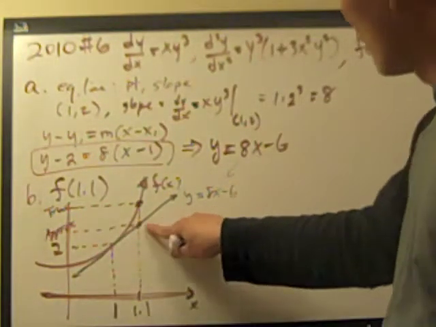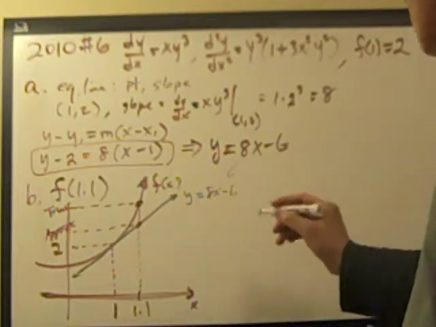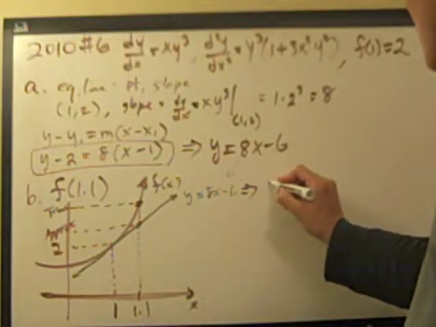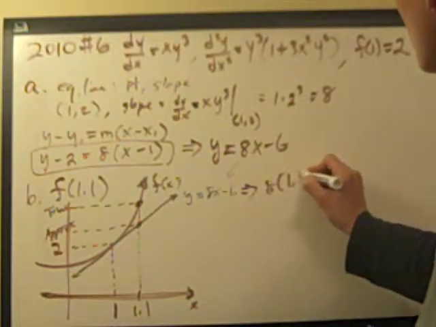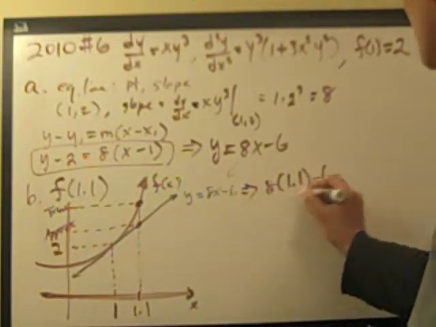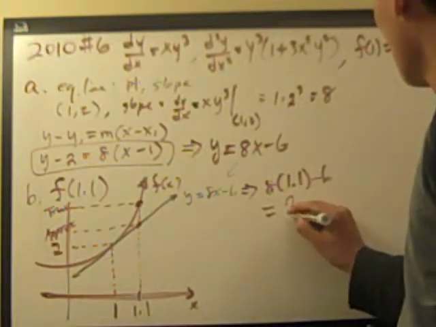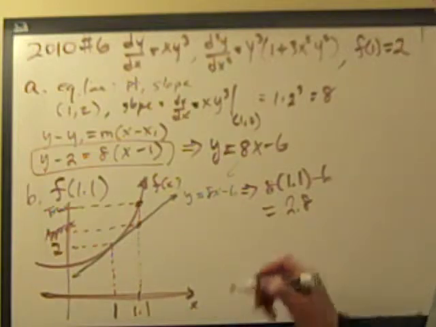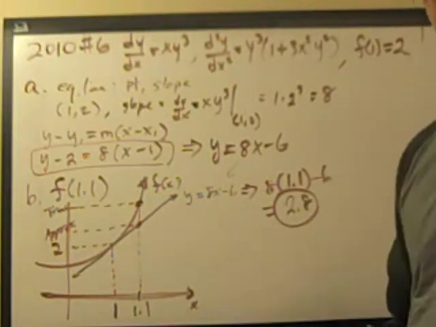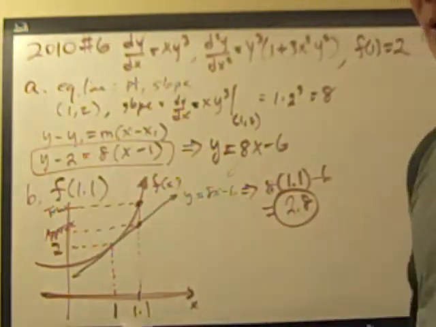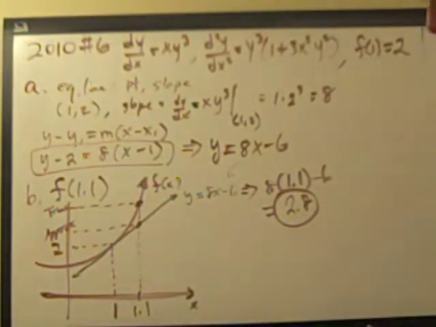So we say, well, what is that answer? Well, that's very simple. We can say 8 times 1.1 minus 6, and we get 2.8. We say the answer is 2.8. The approximate answer for the true f of 1.1 is 2.8. So at least we got that part right.